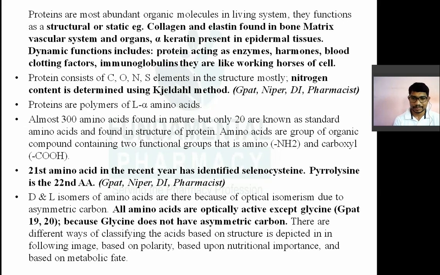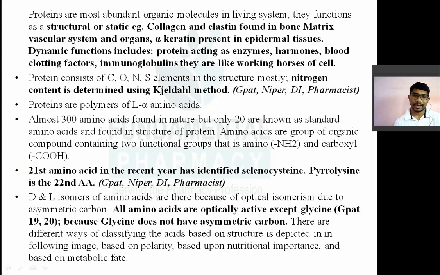Now there are different ways to classify the amino acids. So amino acids can be classified on the basis of their structure, on the basis of whatever side chain is present. They can be categorized on the basis of polarity, whether it is a polar or non-polar amino acid. And also they can be classified depending upon the nutritional importance. On the basis of that, like essential amino acid, semi-essential amino acid, non-essential.